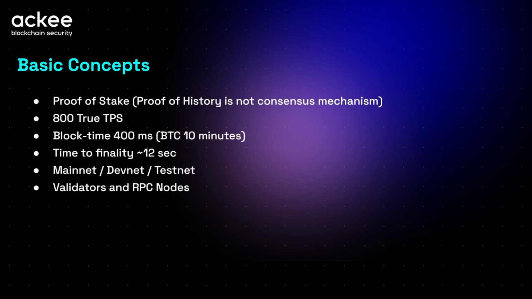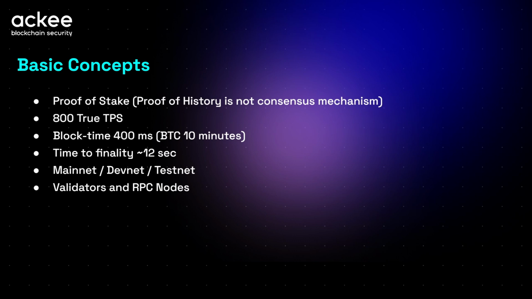Then the block time is 400 milliseconds. I would like to mention here that I like Bitcoin. This is not like I would like to compare it to Solana or something like that. Just for comparison, Bitcoin has a 10-minute block time. That means Bitcoin creates new blocks in the blockchain every 10 minutes. Solana creates new blocks in the blockchain every 400 milliseconds. It is approximate, because it can be 432, for example.